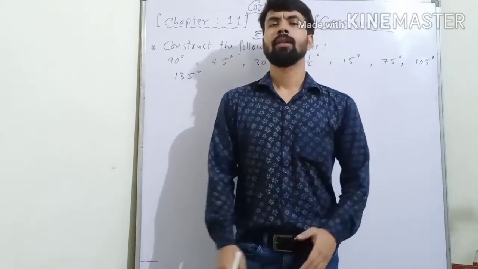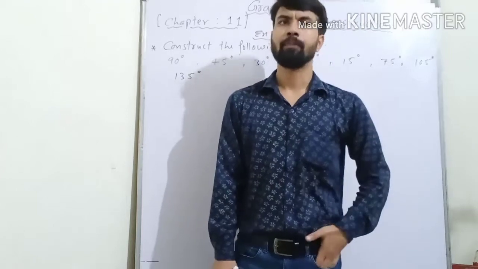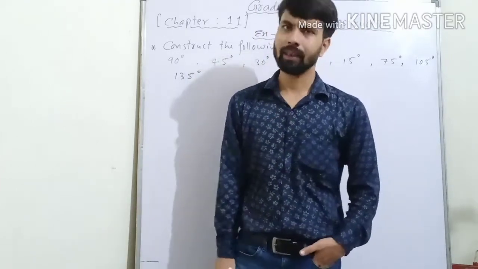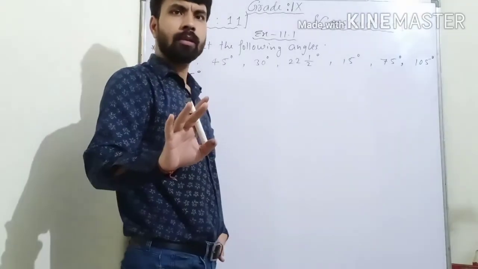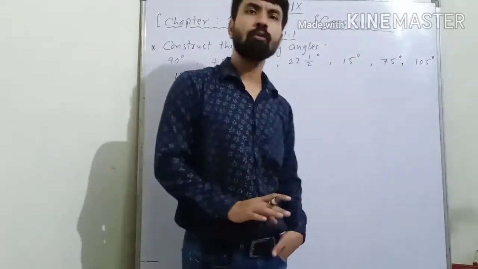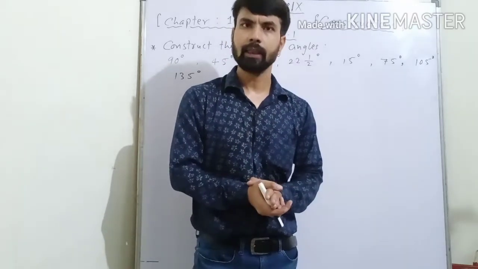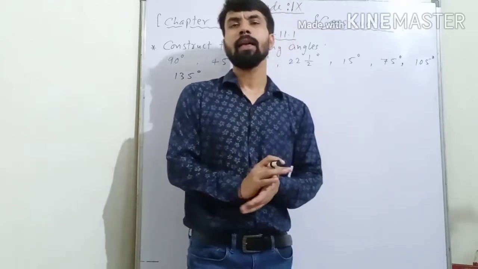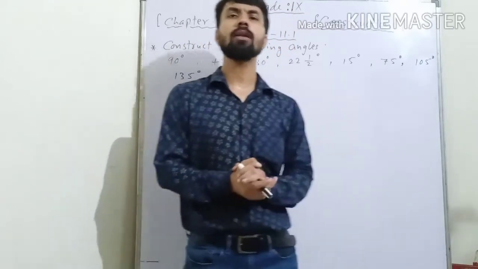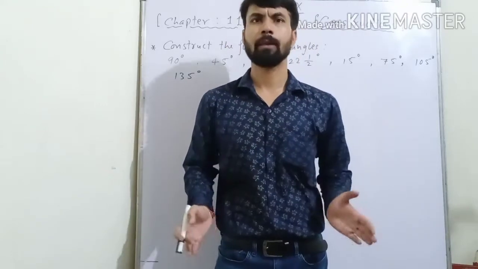Yes, very good. Now let's start exercise 11.1. This is a very simple exercise. Clear? There are a total of 5 questions. In 4 questions, we have to construct some angles with the help of compass and ruler. There are how many questions? 5 questions in this exercise.